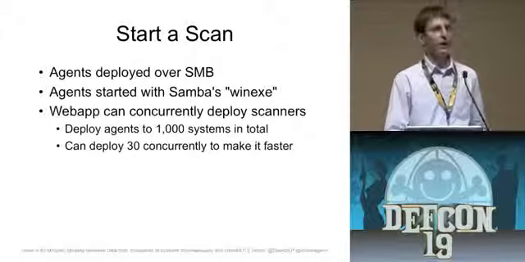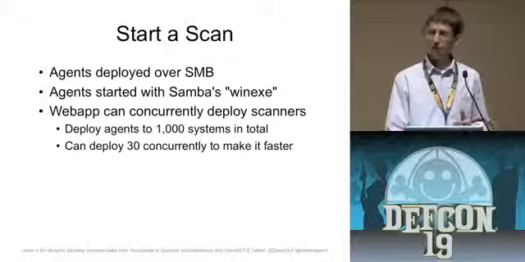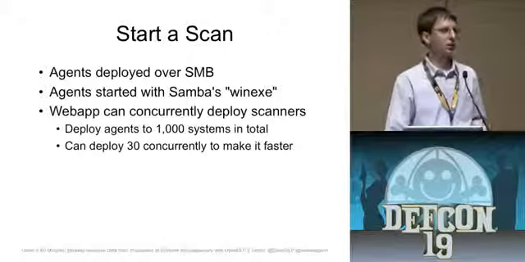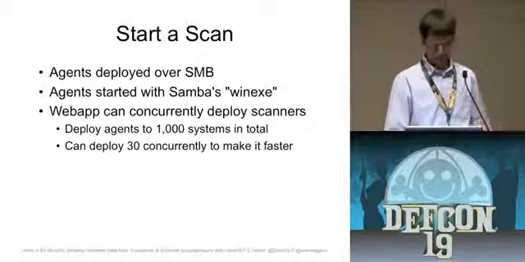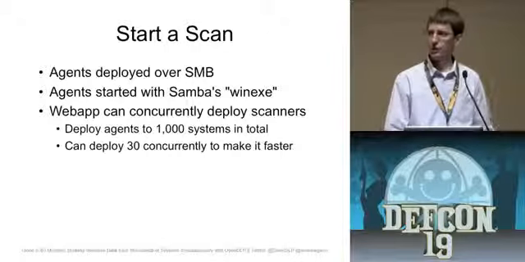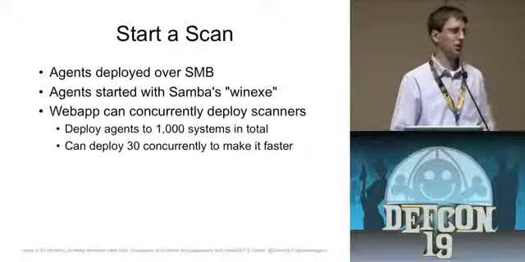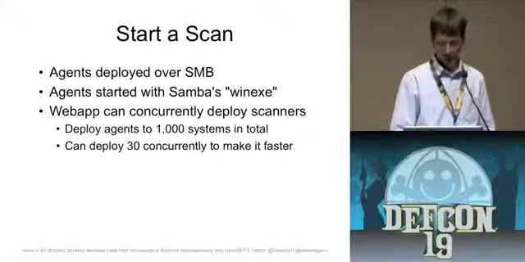Then you're going to start a scan, and it's going to be deployed over SMB, and it's going to get kicked off by the WinExe program, which is like the Linux PSExec, and it can concurrently deploy the scanners up to as many as you want in parallel. So instead of just sending out one at a time, you can send out maybe 30 or 50 at a time just to get it going faster.